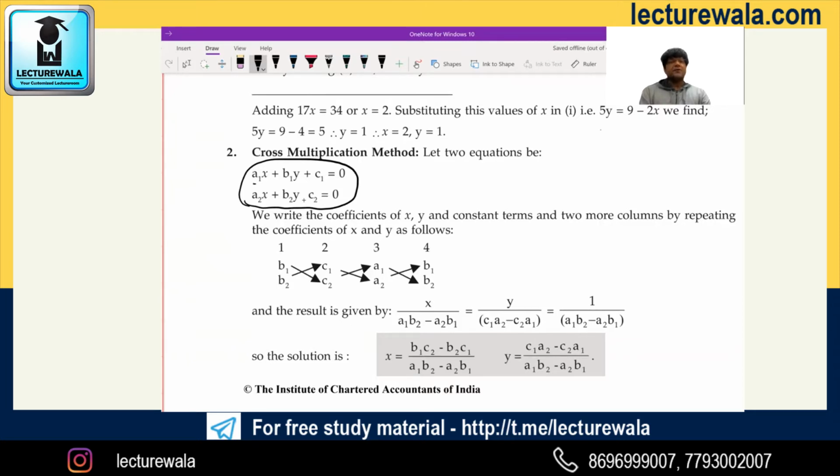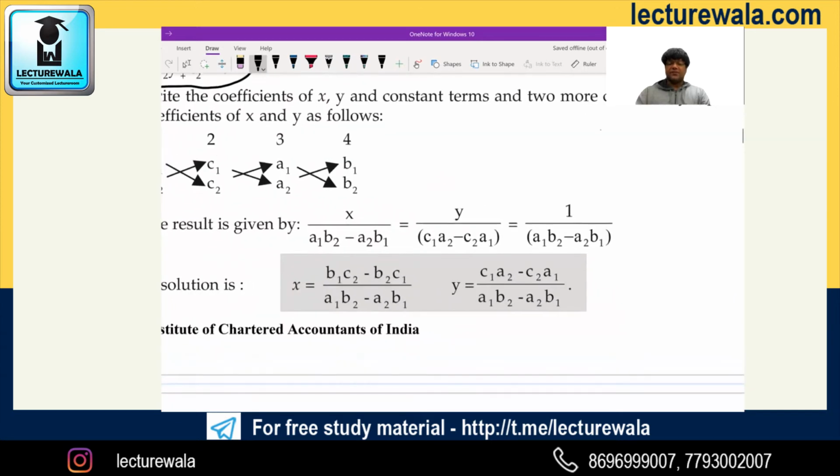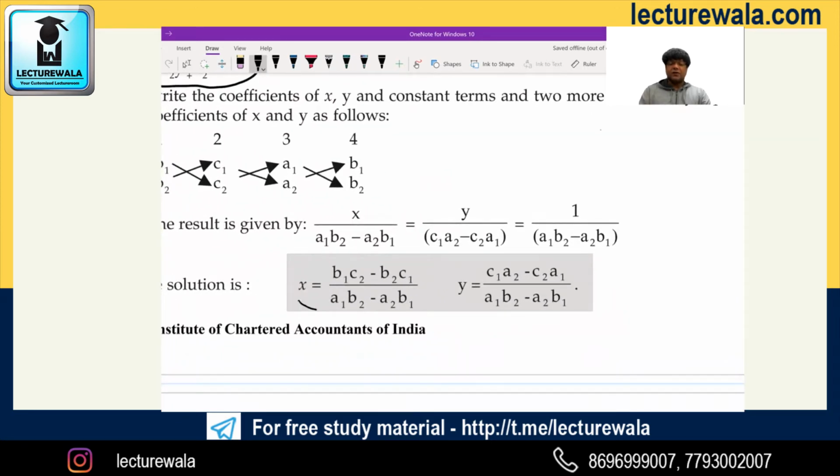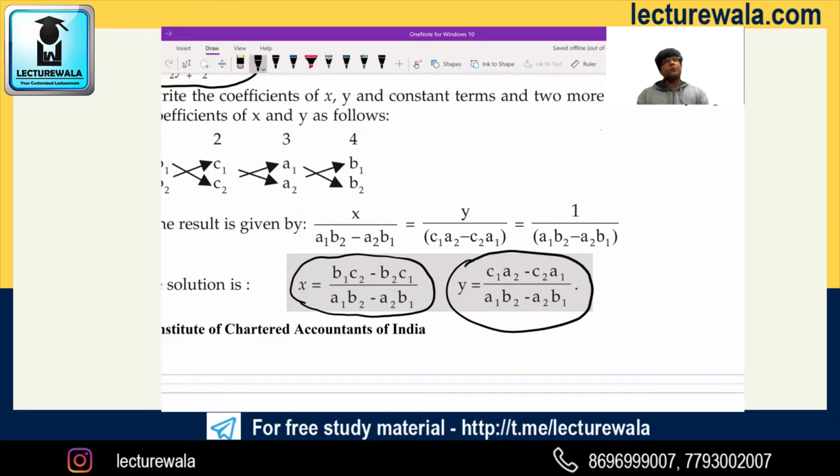Behind x, whatever is the number, that is your a. Behind y, what is the number? That is your b in the first equation. If you talk about a1, b1, c1, they are with the sign. So your answer will be this. x is equal to, directly you put those values a1, b1, c1, c2, you'll get the answer, y is equal to this. This formula you remember.